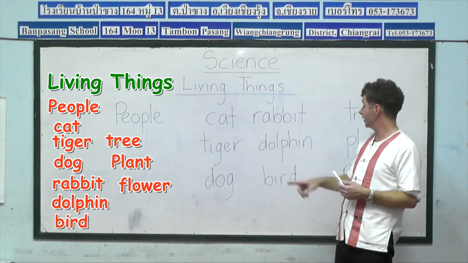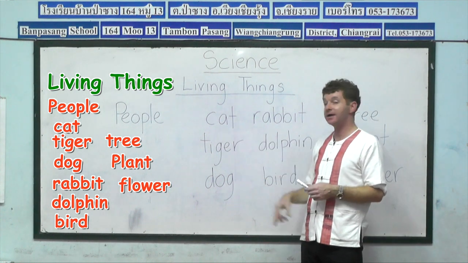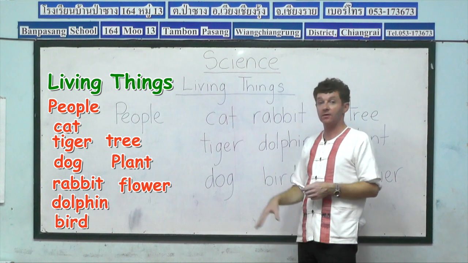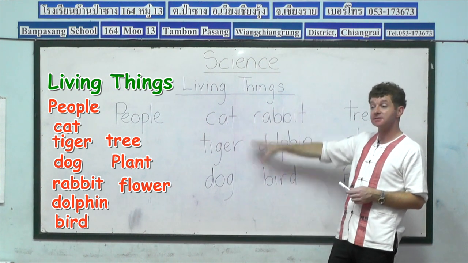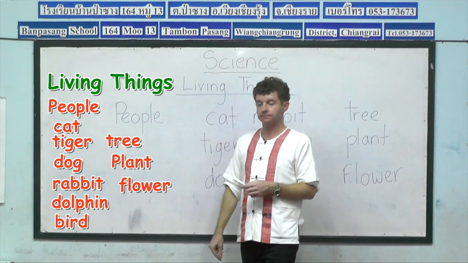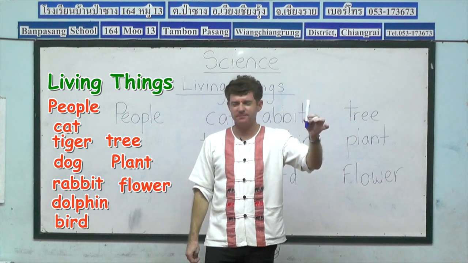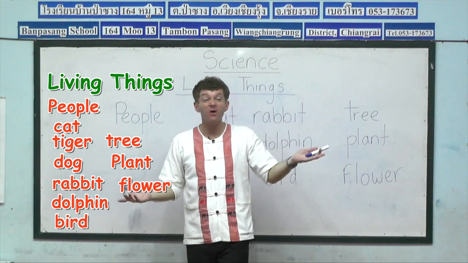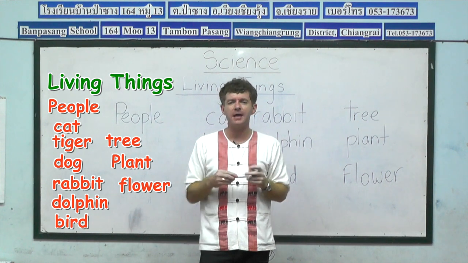Rabbit, dolphin, birds, cat, tiger, dog, living things. What type of living things are these, guys? Animals. People. How about this marker pen? Living thing? No. You see, non-living thing, no life, so it's not living. What about the tables where you sit?